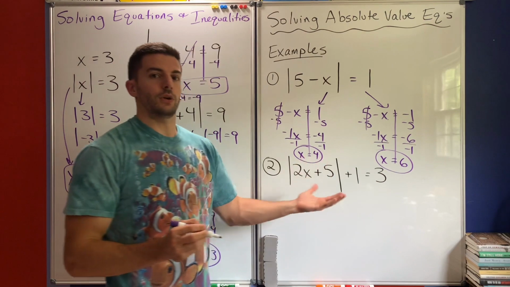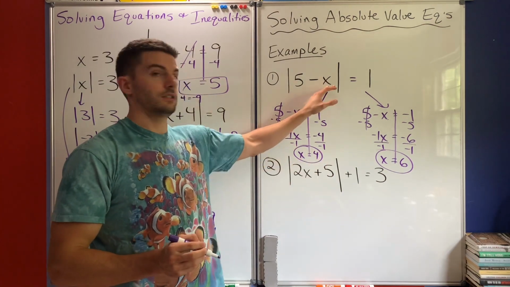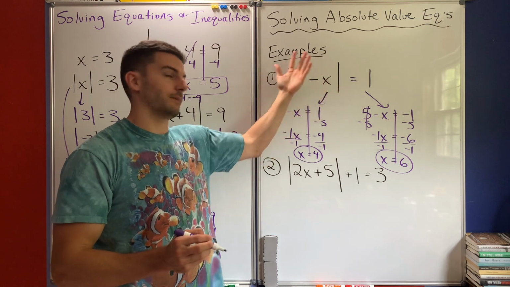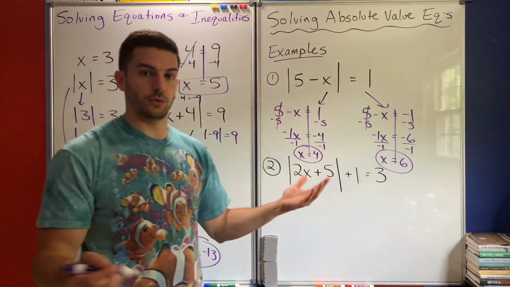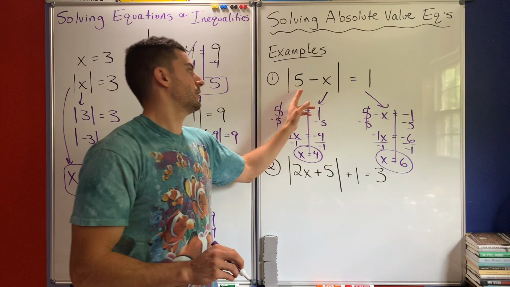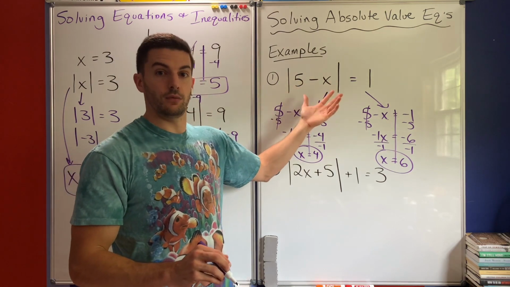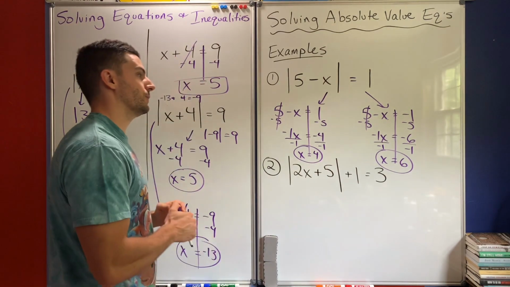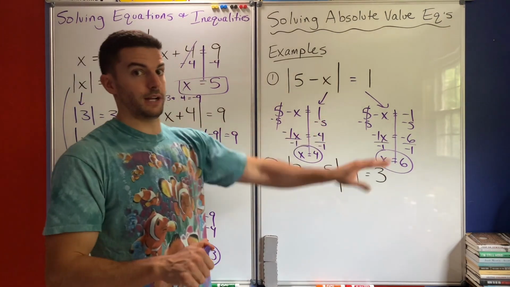Okay, so I could get x equaling 4. If x equaled 4, I would get 5 minus 4 equals 1, and the absolute value of 1 is 1, so it would work. But if I had 6 in there, 5 minus 6 equals negative 1, but then the absolute value of negative 1 equals positive 1. So that works. Okay, so I have two separate answers there.